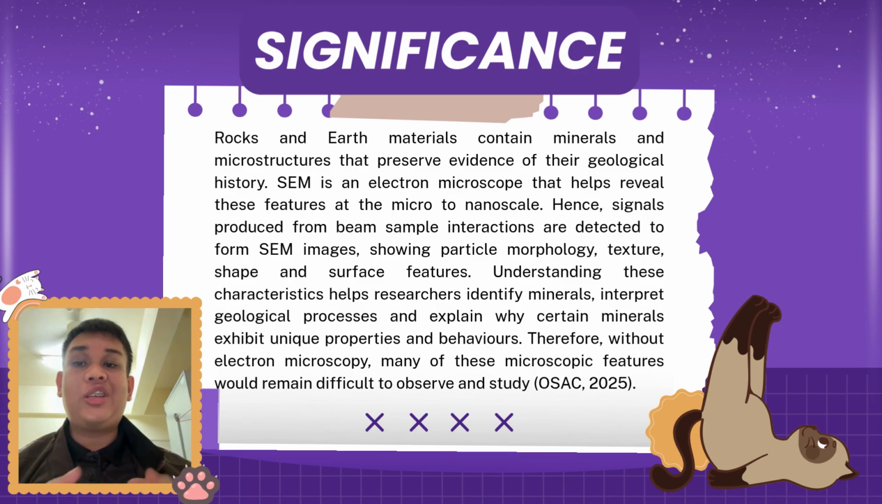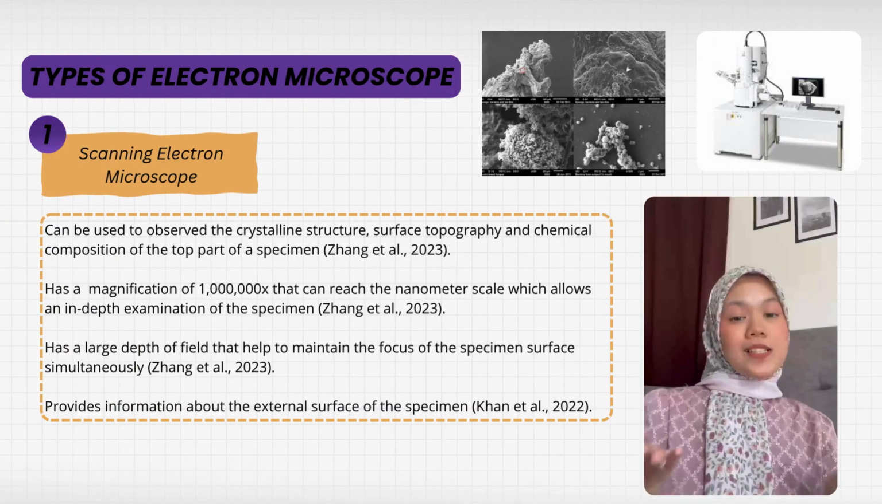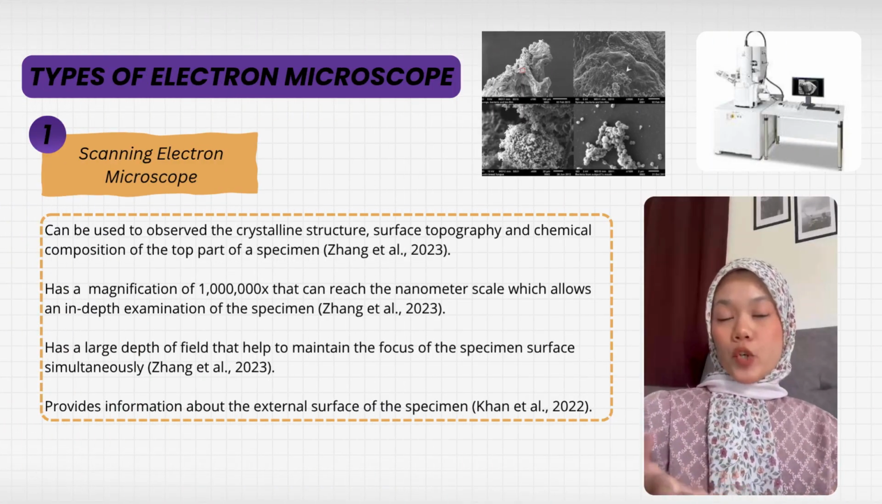and surface features. Understanding these characteristics helps researchers identify minerals, interpret geological process, and explain why certain minerals exhibit unique properties and behaviors. Therefore, without electron microscopy, many of these microscopic features would remain difficult to observe and study, according to OZAC 2025. Now, let's get to know about types of electron microscope with me.